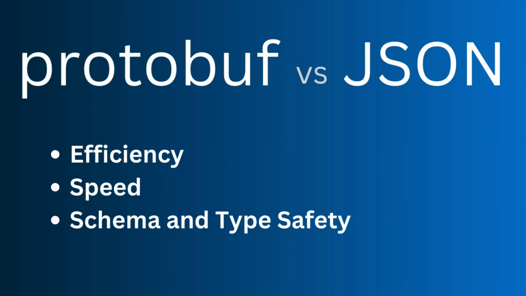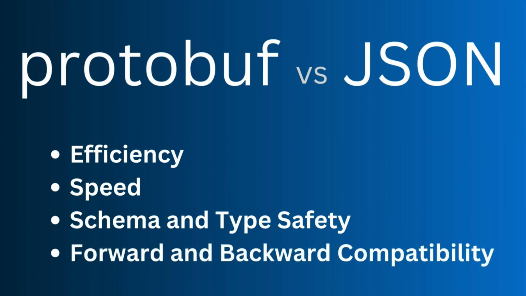Forward and backward compatibility. Protobuf makes it easier to evolve your data structures over time. You can add new fields to your messages without breaking existing code, which is great for maintaining backward compatibility in large, distributed systems. While JSON is great for human readability and quick prototyping, Protobuf excels in scenarios where performance and efficiency are critical, especially in microservices, mobile applications, or any environment where bandwidth is a constraint.